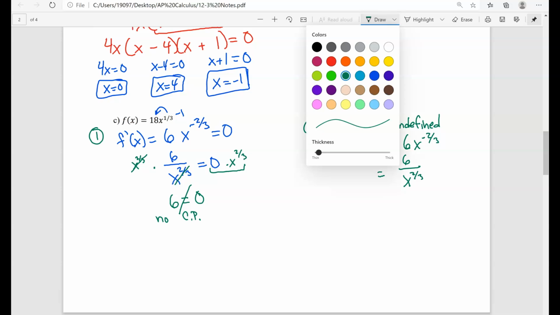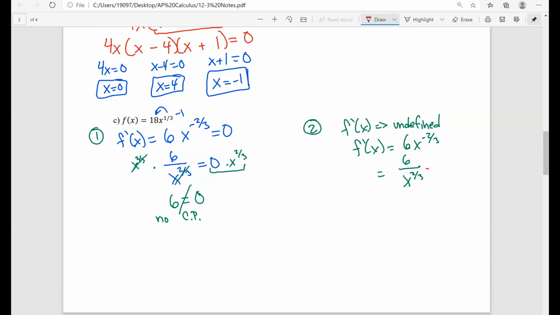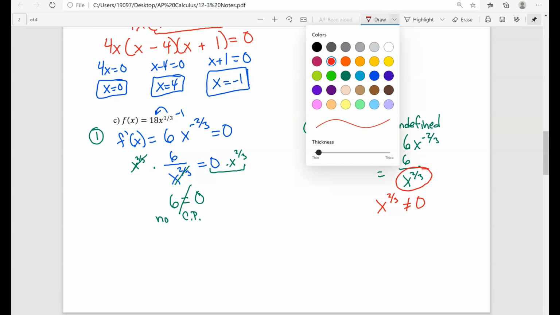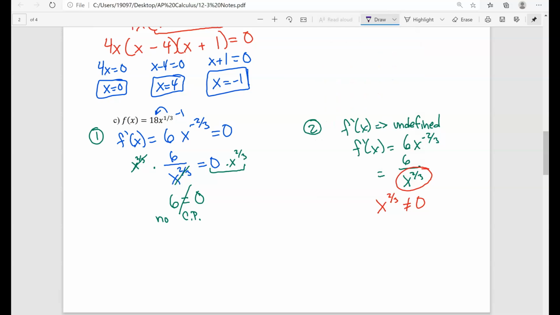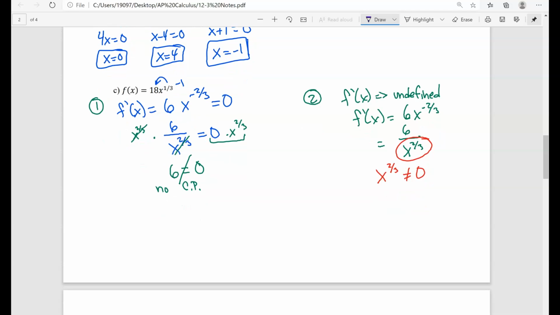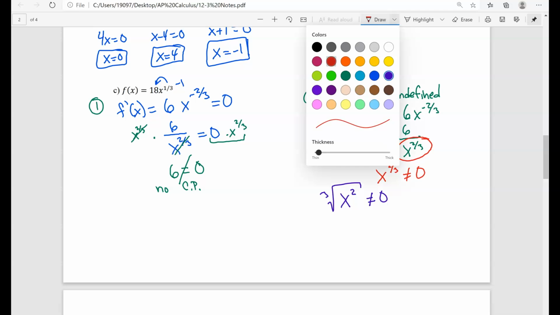Well, this is just a rational equation, right? So I know that this bottom part cannot be 0. So x to the 2/3 cannot be equal to 0. So the only point, so if I were to get rid of this x to the 2/3, you can just write it a little bit differently. You can write it as x squared and then have it as a cube root. Okay, you can just rewrite it as a radical. I can take the cube to both sides.